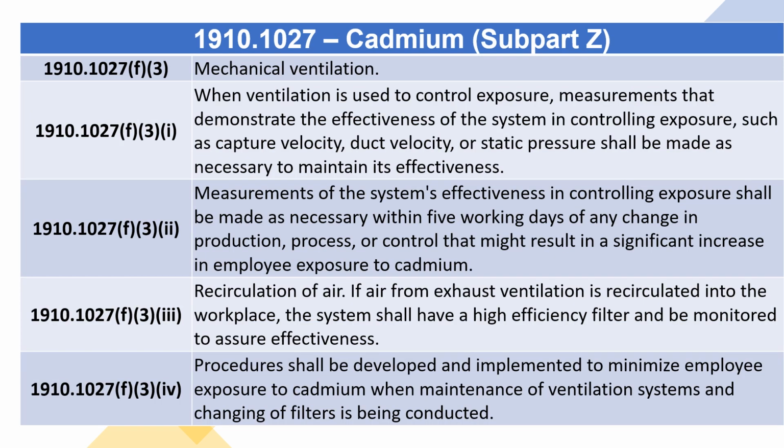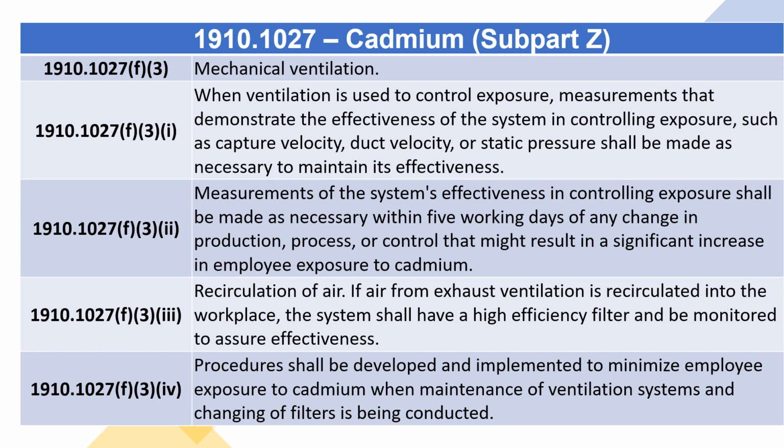1910.1027(f)(3) Mechanical ventilation. (f)(3)(i) through (f)(3)(iv): When ventilation is used to control exposure, measurements that demonstrate the effectiveness of the system in controlling exposure, such as capture velocity, duct velocity, or static pressure, shall be made as necessary to maintain its effectiveness. Measurements of the system's effectiveness in controlling exposure shall be made as necessary within 5 working days of any change in production, process, or control that might result in a significant increase in employee exposure to cadmium.